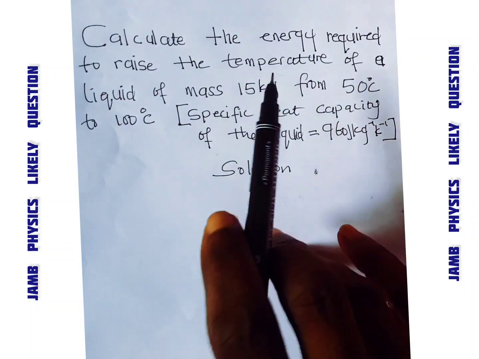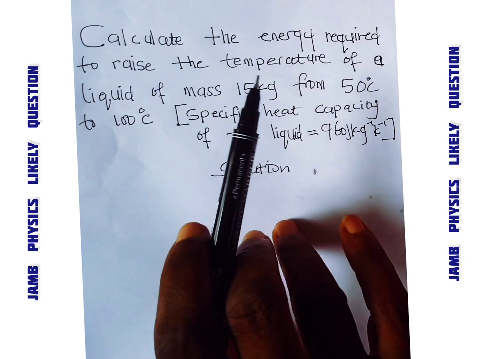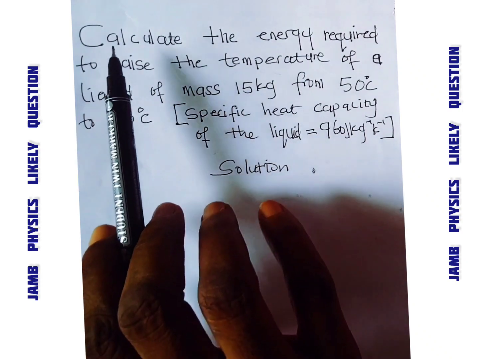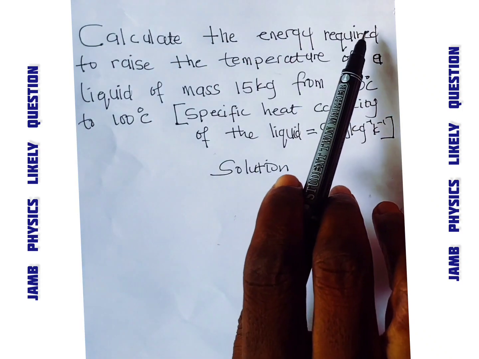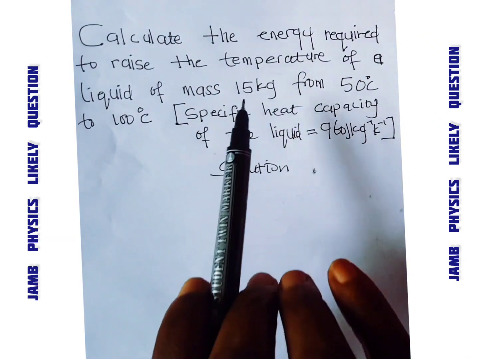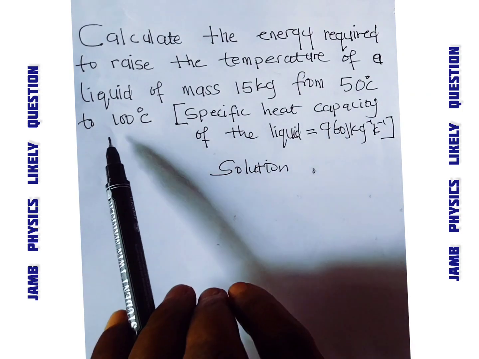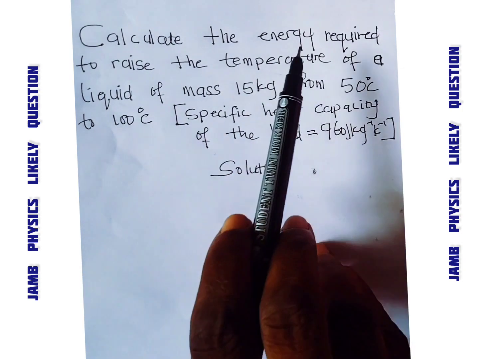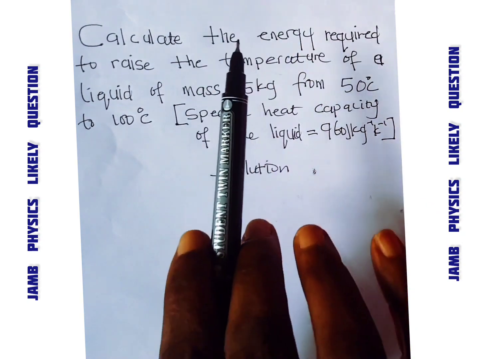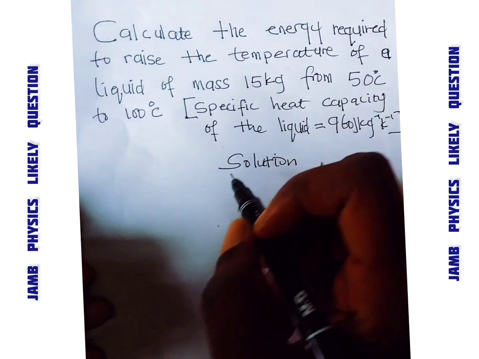Many JAMB students that want to score above the cutoff mark in JAMB are supposed to know how to solve this type of simple question on heat. Let's take the question. The question says, calculate the energy required to raise the temperature of a liquid of mass 15 kg from 50 degrees Celsius to 100 degrees Celsius. What is the question saying? It asks us to calculate the energy, and what type of energy? Heat energy, because this question is on heat. Okay, let's solve it.